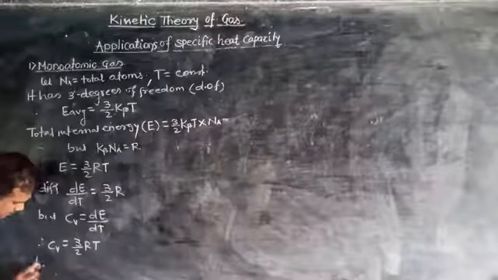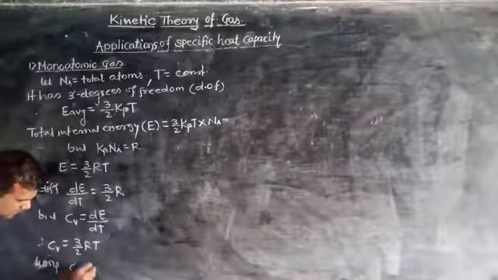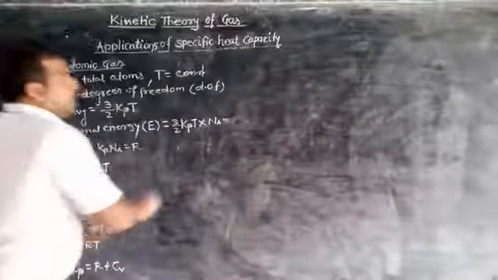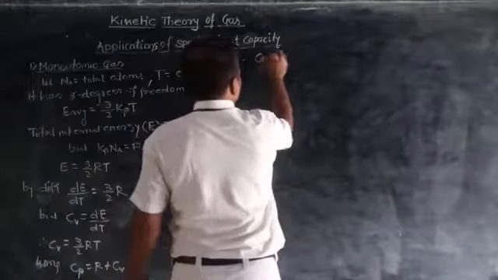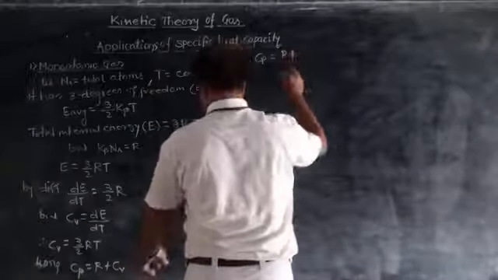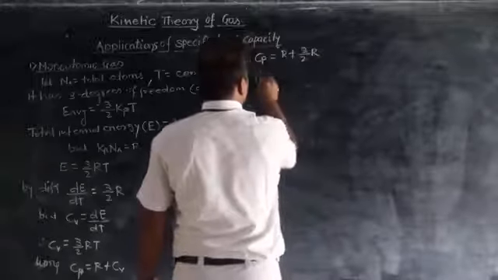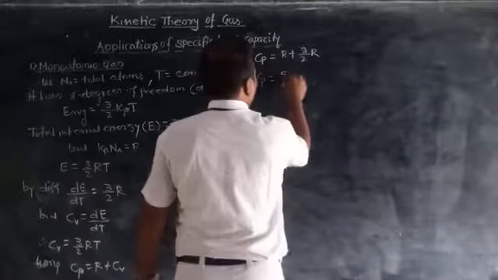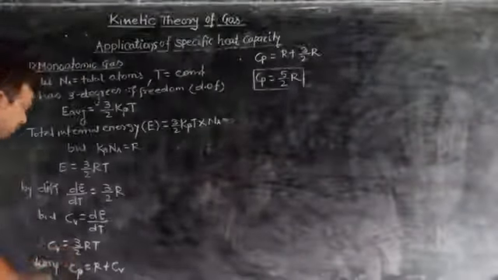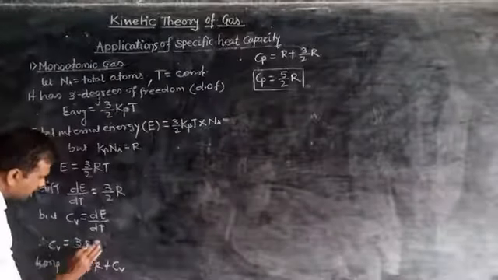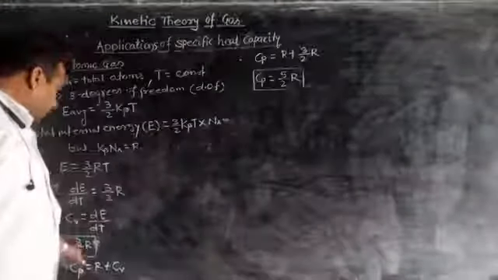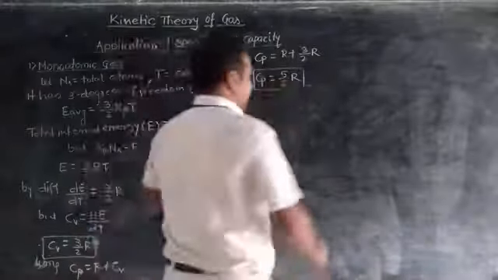And using Cp is equal to R plus Cv, therefore this Cp is equal to R plus 3/2 R. It becomes Cp is equal to 5/2 R. This is the value of Cp. Cv is 3/2, sorry, this is not 3/2 R, only this is 3/2 R. Okay. So Cv is equal to 3/2 R, and Cp is equal to 5/2 R.